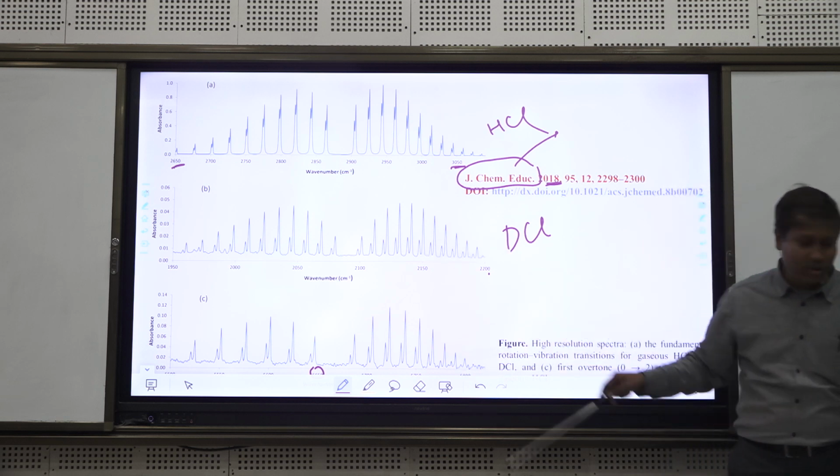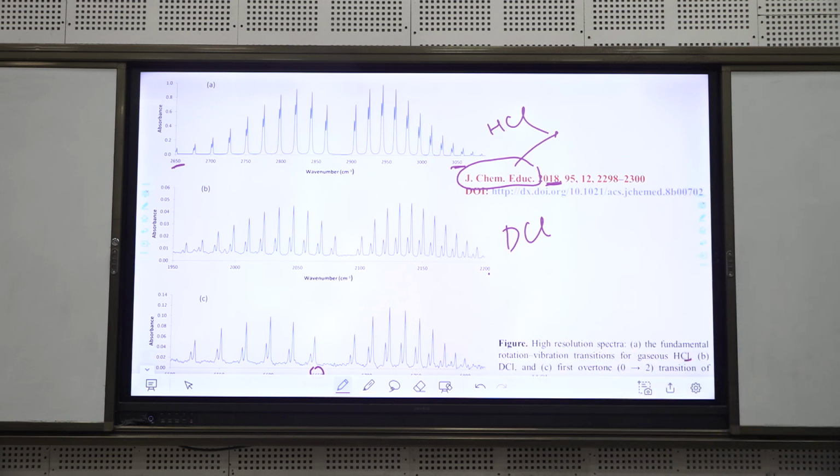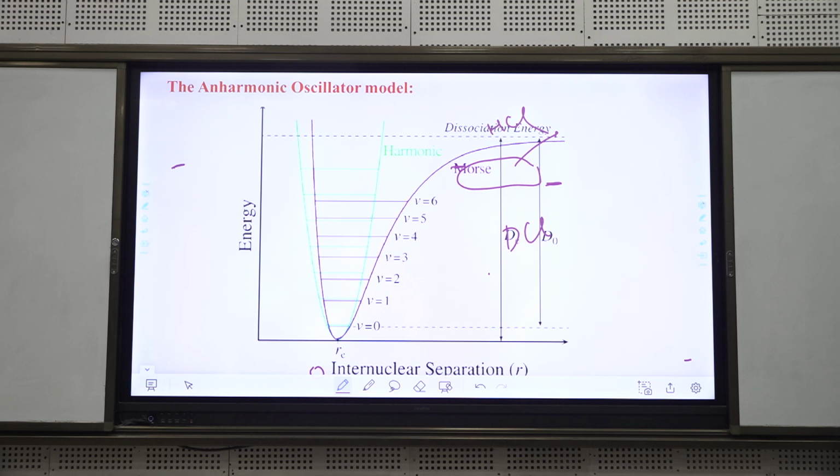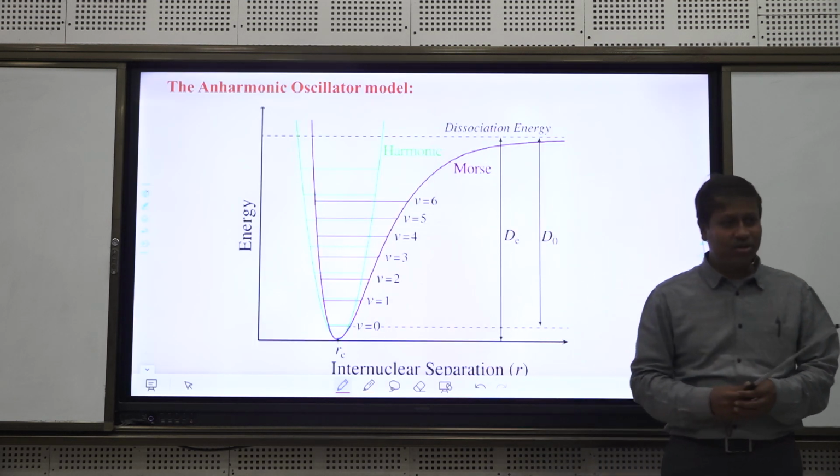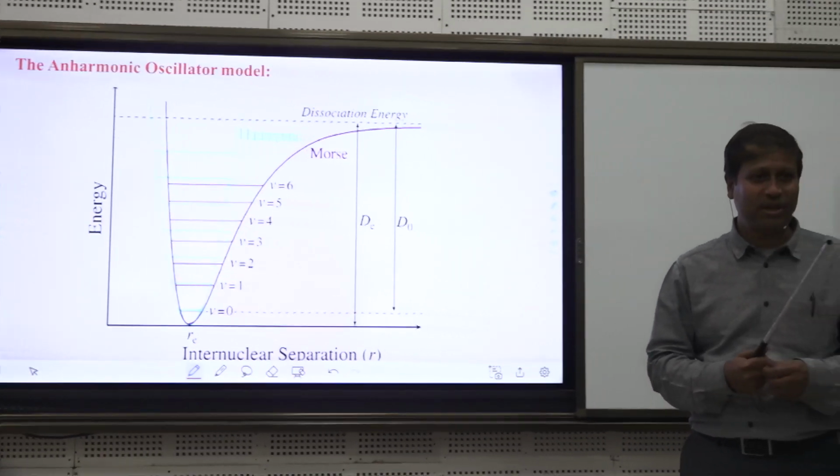We'll discuss these things slowly. This is just to tell you that what we have seen just now, in high resolution also, the spectrum is not just one band, it is much more than that.